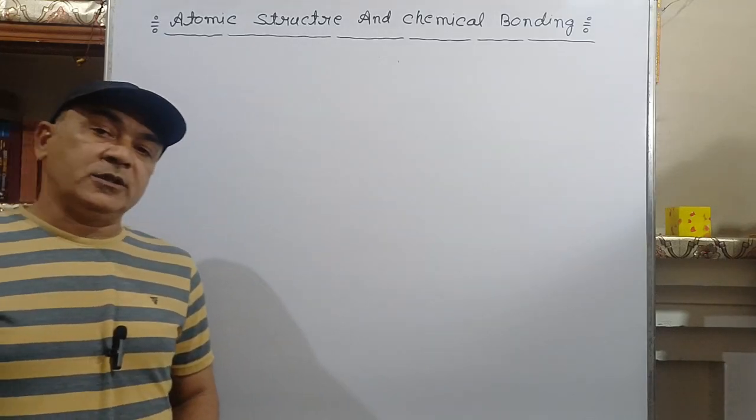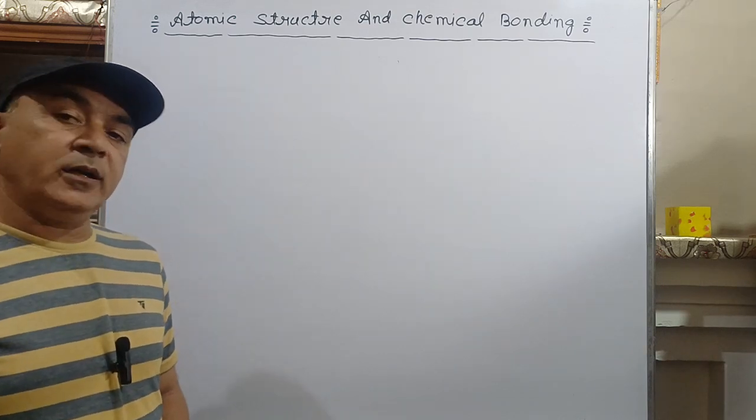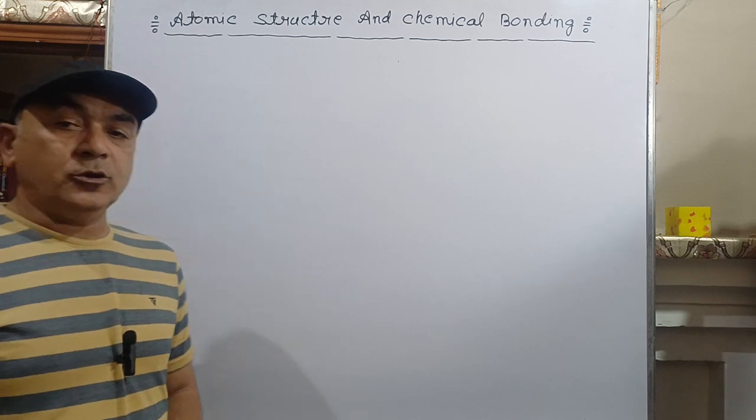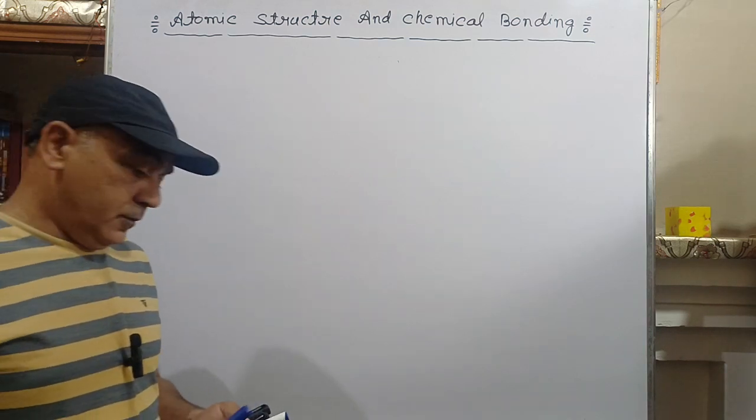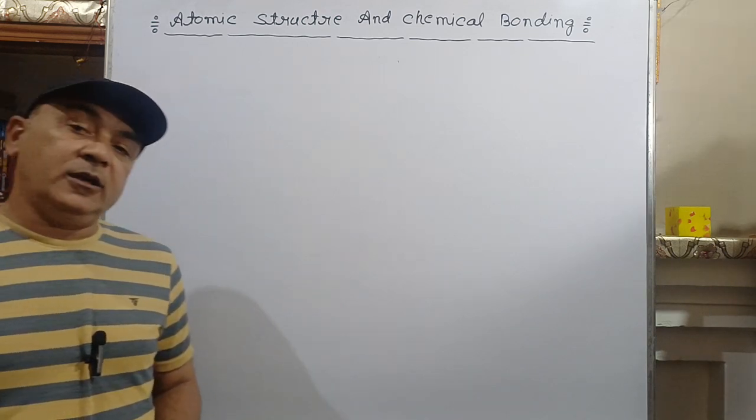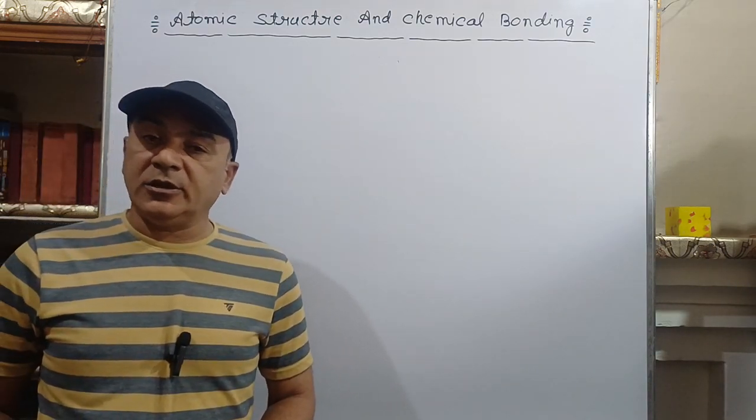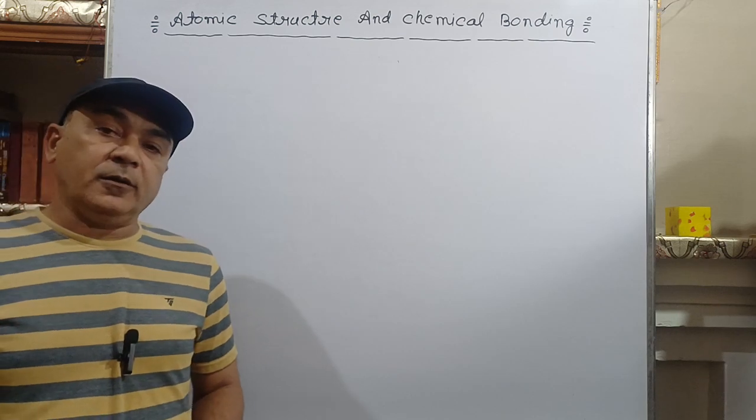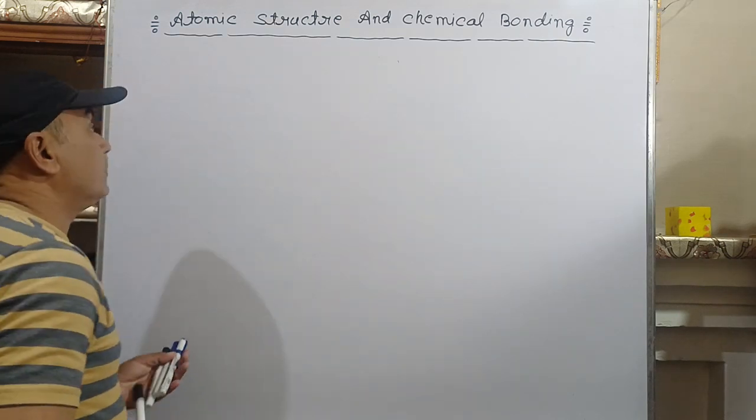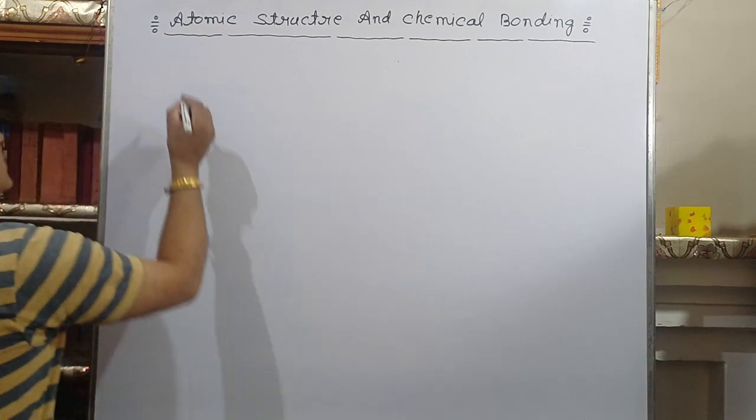Today we are going to discuss atomic structure and chemical bonding. Students, our first topic is element. Why element? Because elements are the purest substances, which consist of atoms. And our main topic is atomic structure. So now, first we will discuss elements.